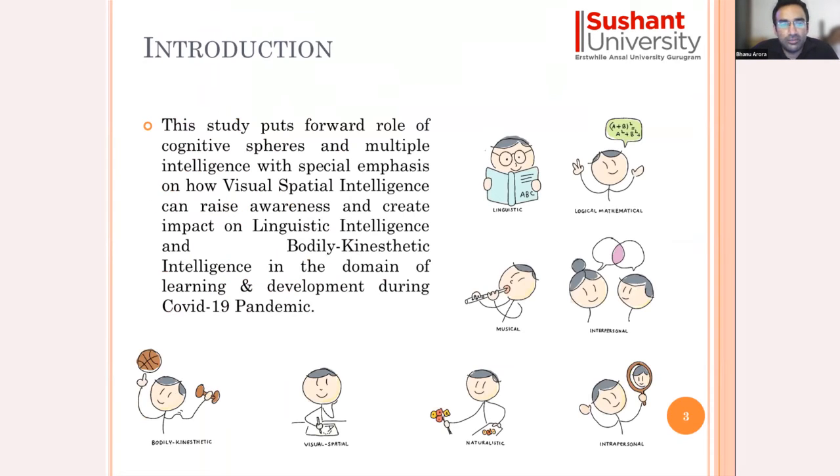So for the introduction, this study puts forward the role of cognitive spheres and multiple intelligence. Multiple intelligence is a concept shared by Howard Gardner, which is that any human has 8 types of multiple intelligence, which are linguistic, logical-mathematical, musical, interpersonal, bodily, visual-spatial, naturalistic, and intrapersonal. Special emphasis is going to be paid on visual-spatial intelligence, which can raise awareness and create impact on linguistic intelligence and bodily-kinesthetic intelligence in the domain of learning and development during the COVID-19 pandemic.